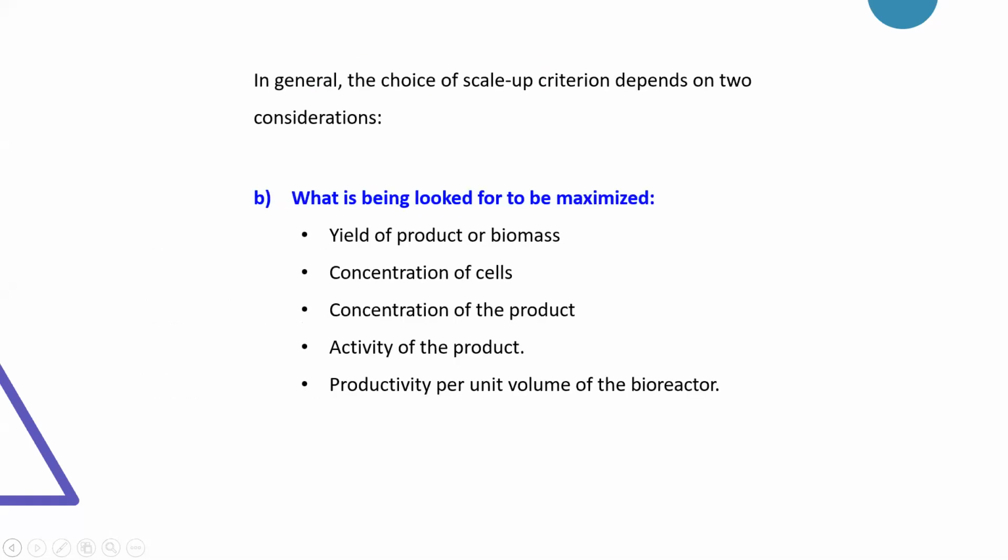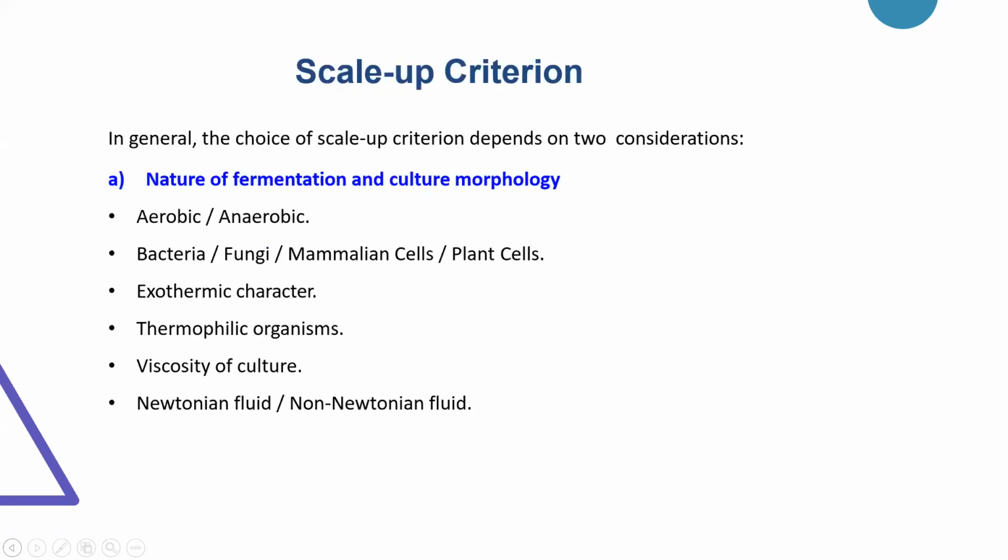And the second parameter, as I was saying, after you have seen the nature of media and microbe, is what I need to optimize, whether I need to optimize the biomass yield or I need to go for optimization of the product yield. What is the concentration of the cells? Do I need to have a higher concentration of the product or the activity of the product? And also whether my intention is just to optimize the concentration of the product or the productivity per unit volume. So all these parameters affect the choice of the scale up criteria.